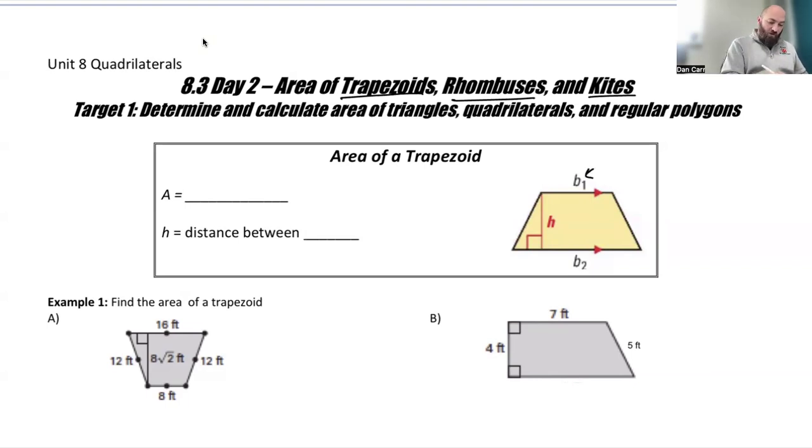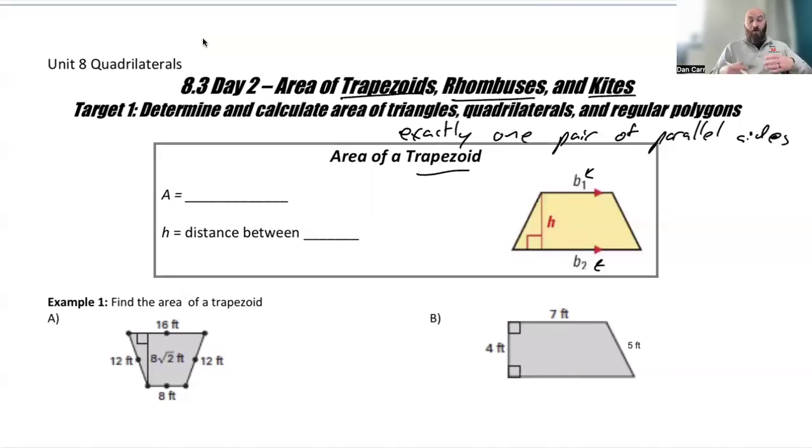It is showing two bases, B1 and B2. Basically, a trapezoid has to have exactly one pair of parallel sides. Okay, so whereas a parallelogram has two pairs of parallel sides, a trapezoid only has one pair. And you can see that's the B1 and B2 right here. So those are my parallel sides there.